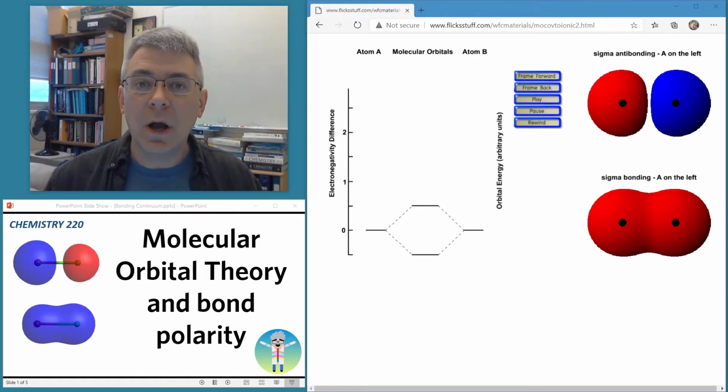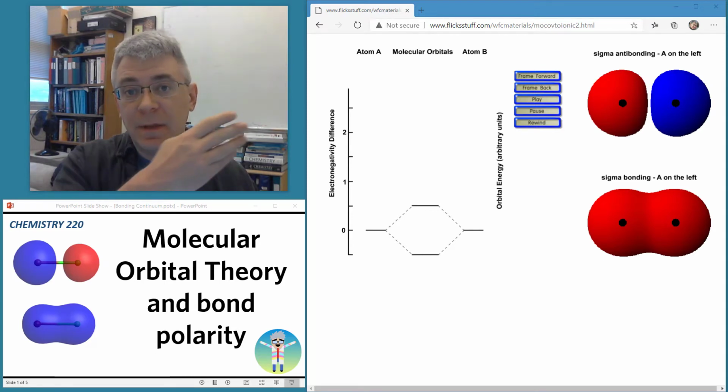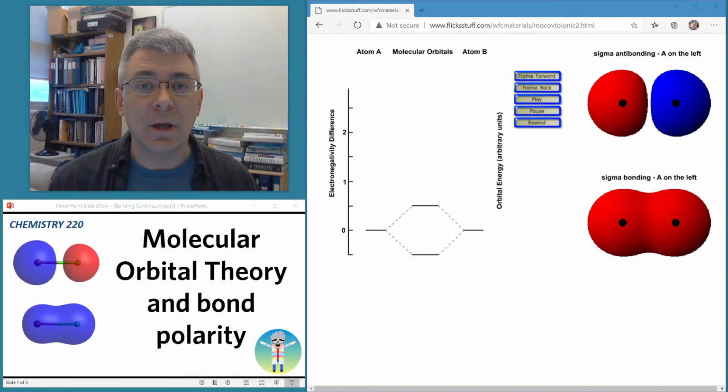Hello! What I want to talk to you about today is how molecular orbital theory can give us some insight into the continuum of different types of chemical bonds, from covalent to polar covalent to fully ionic bonding. To do that, I'm going to be using this animation developed by Flick Coleman at Wellesley College.